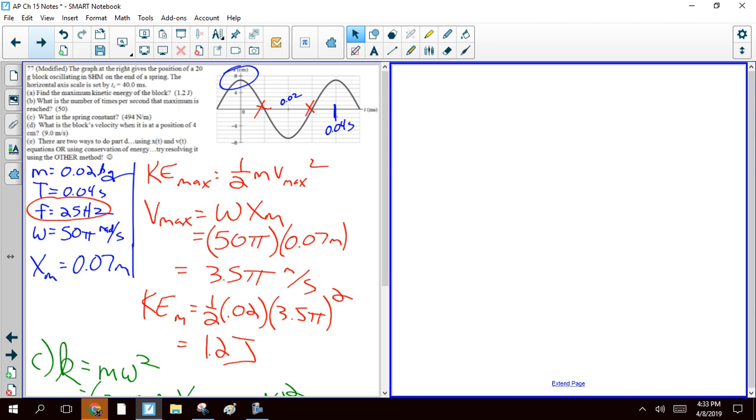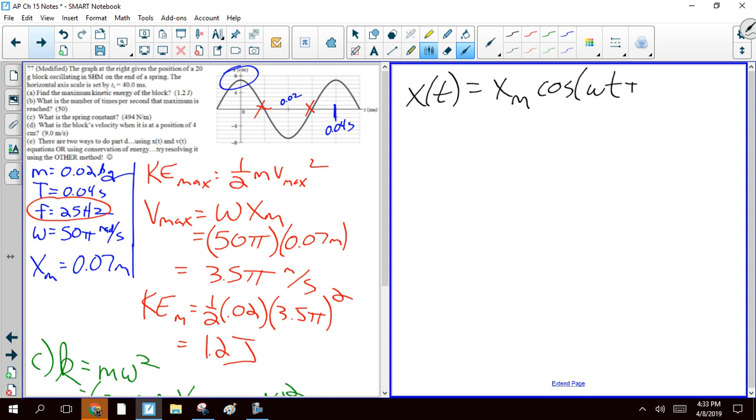Okay, so we've got to find the velocity at a position of 4 centimeters. Well, let's find our position equation. Position at time t is x_m cosine of omega t plus phi. Our x max is 0.07 times cosine of omega, which is 50 pi, times t plus phi.